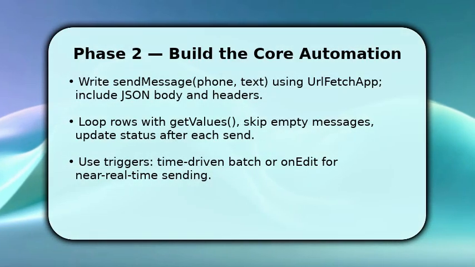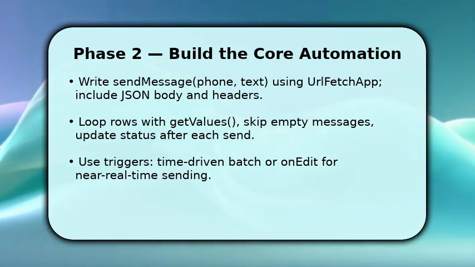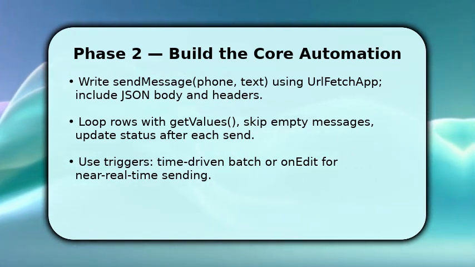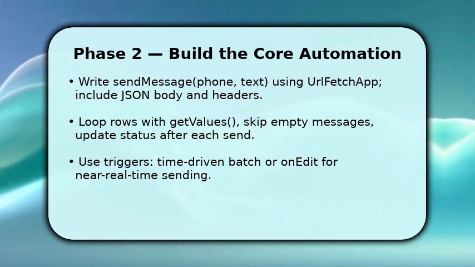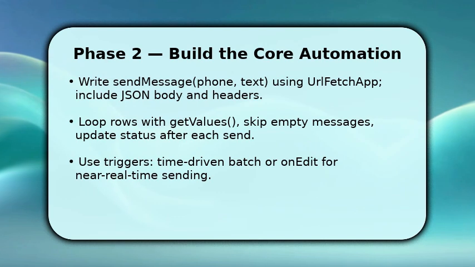Once the send function works, build the loop that processes rows. Fetch sheet data with getValues, iterate, skip empty or already sent rows, and call sendMessage for each item. Use try/catch to capture API errors and write back status and timestamp so you have an audit trail.